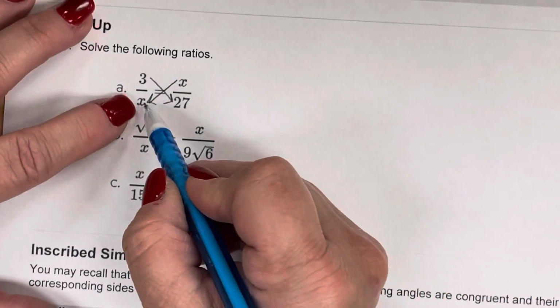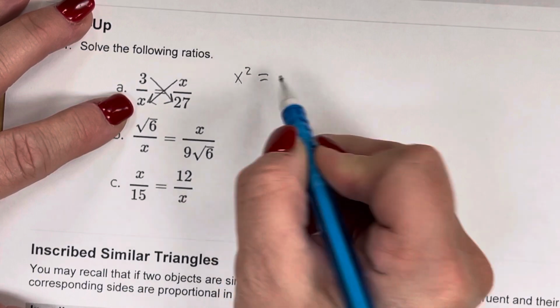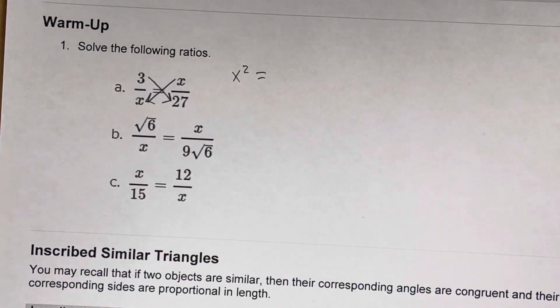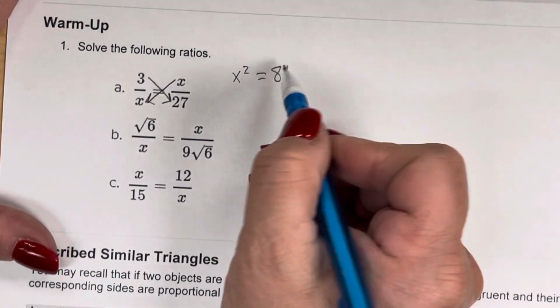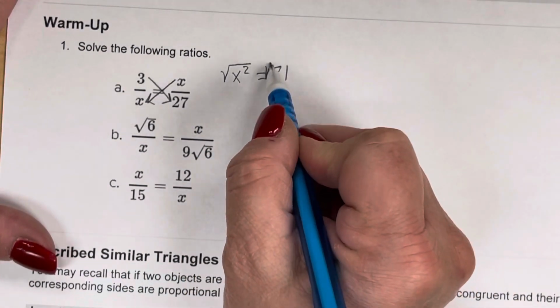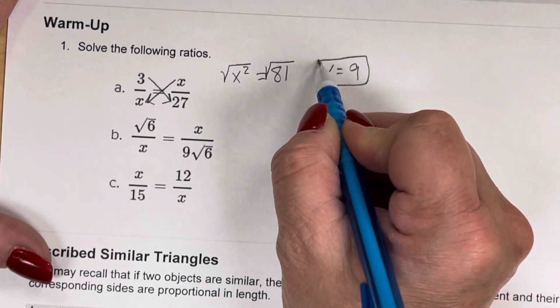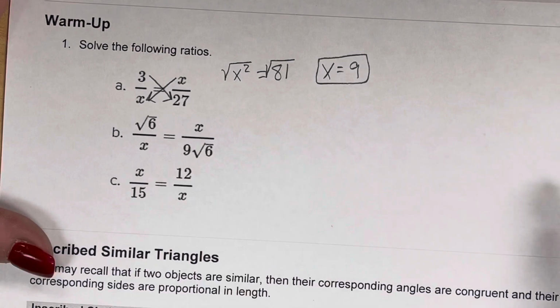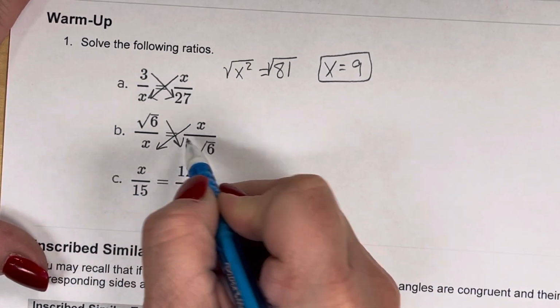So what you do is x times x is x squared equals 3 times 27 is 81. Square root, and x equals 9. I'm trying to make sure I have plenty of room. Now the next one, you will cross multiply.